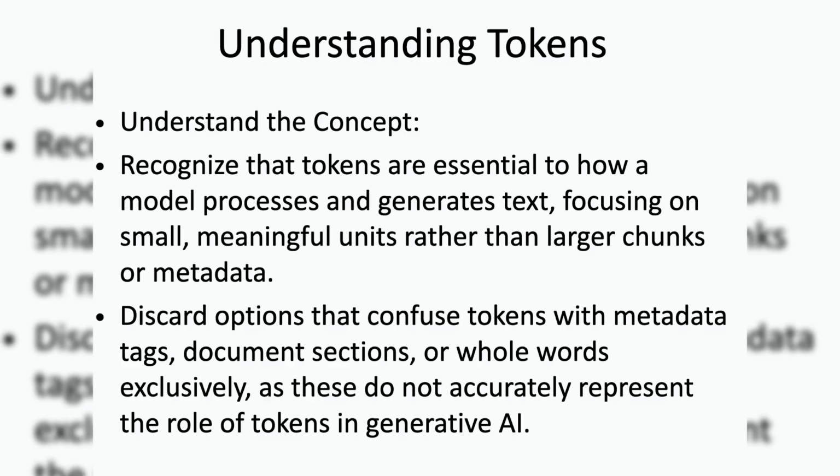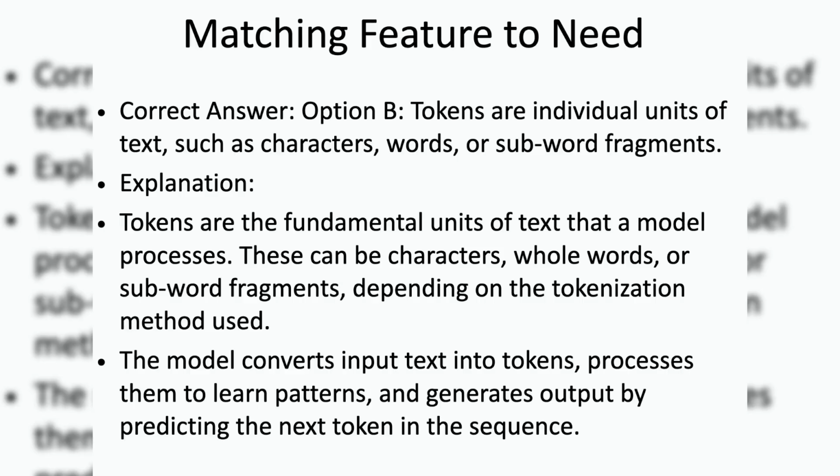Discard options that confuse tokens with metadata tags, document sections, or whole words exclusively, as these do not accurately represent the role of tokens in generative AI. Now match the feature to the need. Identify that tokens are related to text generation and processing, which aligns with option B.